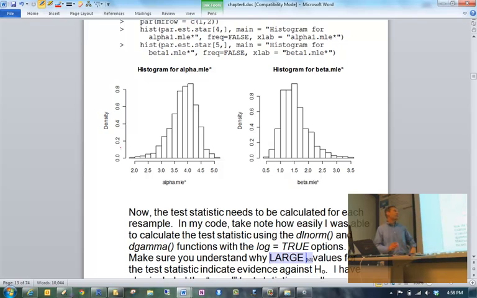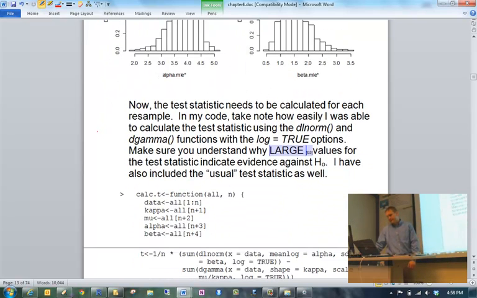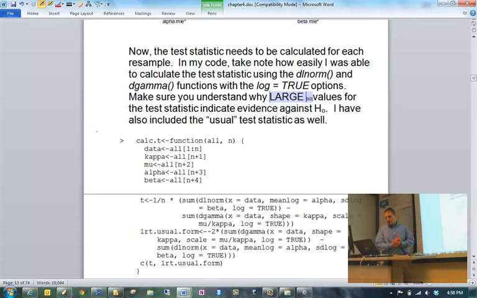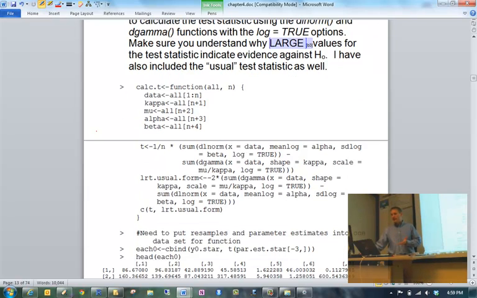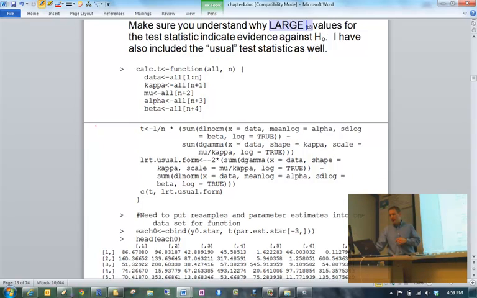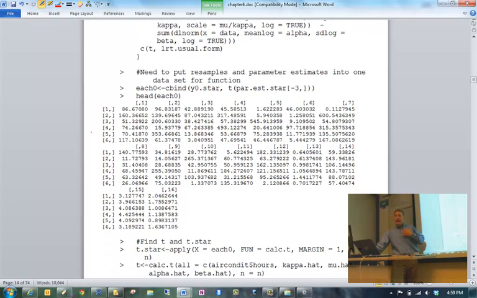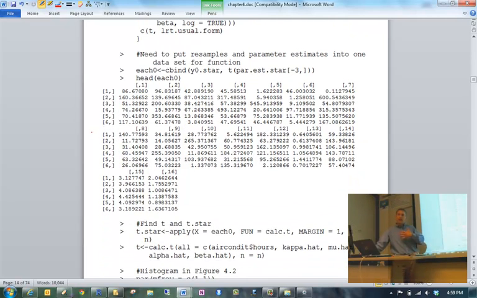I guess I could have found the asymptotic distribution. Okay. Let's see here. We are on page 13. We're almost done. So finally, I need to calculate t. How do we normally calculate t? You write a function called calc.t. Before I get into that, though, let me show you how I try to calculate t for every single resample data set.